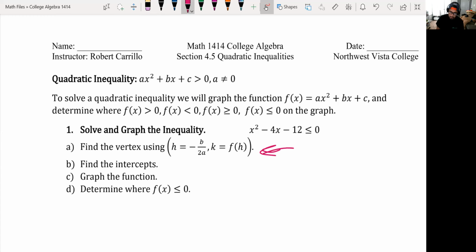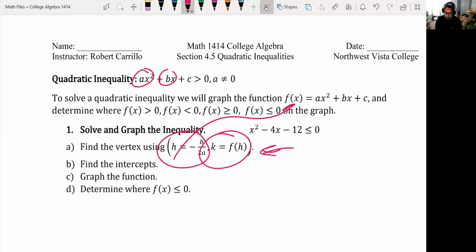So when looking for the h value of the vertex, we will put the b value of the quadratic inequality over 2 times the a value of the quadratic inequality. So there's b and there's a, right? If you know those, you're fine. To find the k value, we're going to take whatever we found for h and plug it in for x into the quadratic inequality, and this will give us the k value.